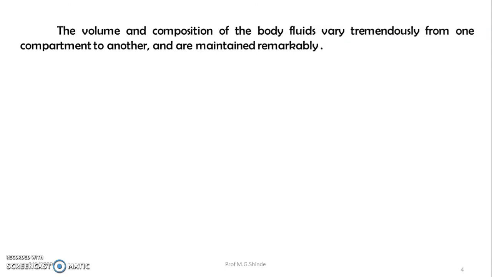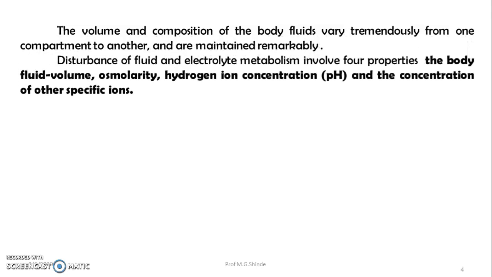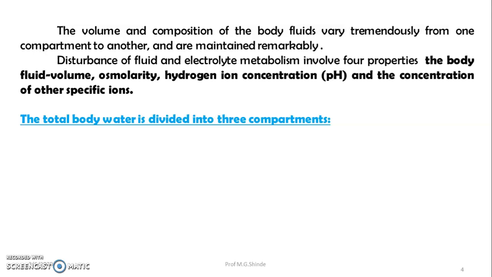The volume and composition of the body fluids vary tremendously from one compartment to another and are maintained remarkably. Disturbances of fluid and electrolyte metabolism involve four properties: the body fluid volume, osmolarity, hydrogen ion concentration, that is pH, and concentration of other specific ions.